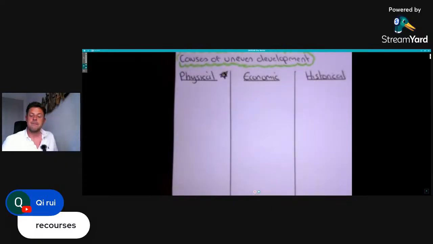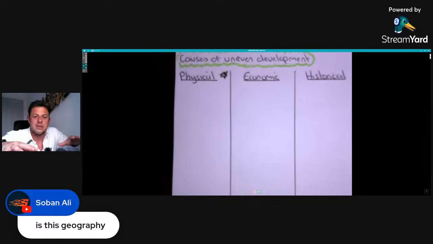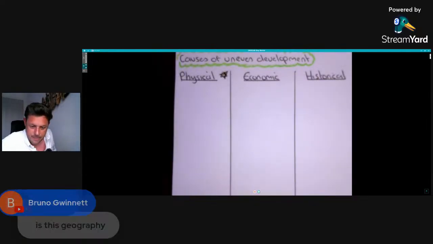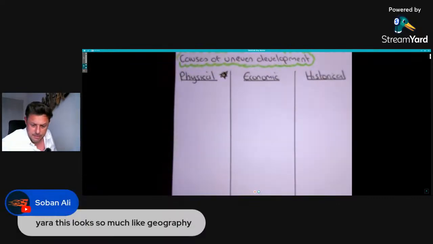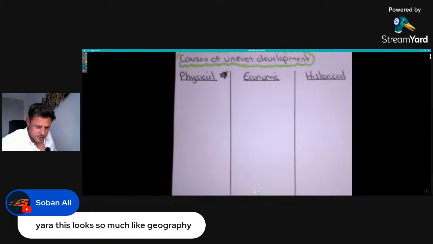Resources, yeah. If you've played Minecraft, you'll know that. Showing myself sad I am. But if you set up an area of Minecraft on survival mode where there's resources, you're going to develop quicker. You're going to be more successful. Mongolia, landlocked country. Well done. And it's a poor country, isn't it? It's an LIC. So that gets my point. Yara, this looks so much like geography. Yeah, it definitely is.